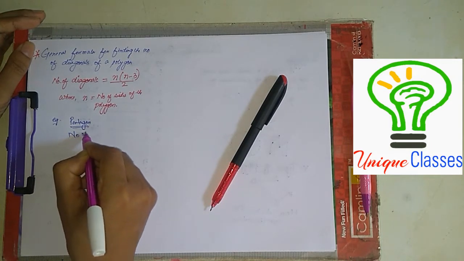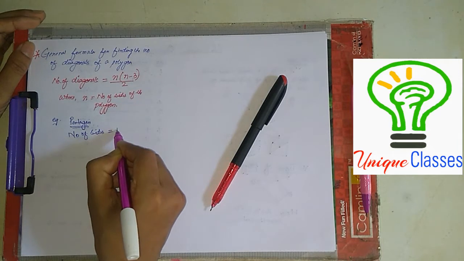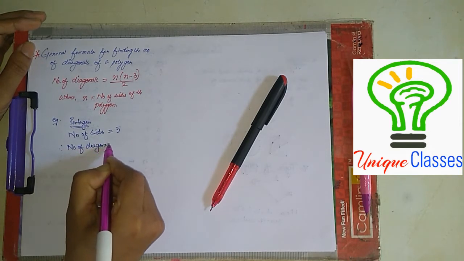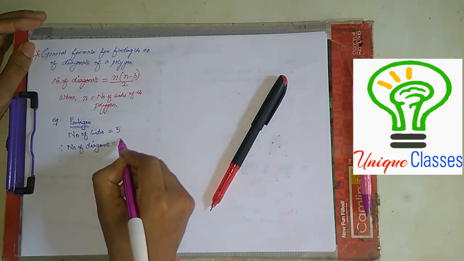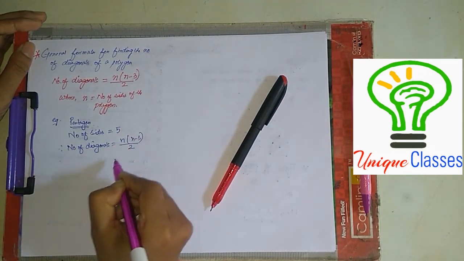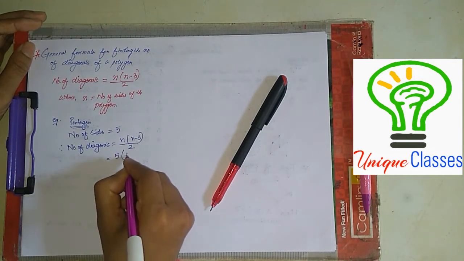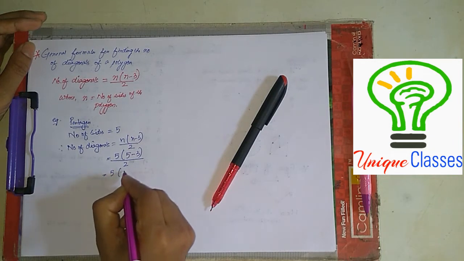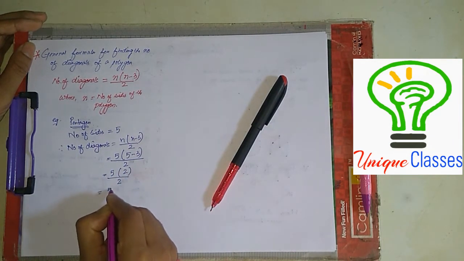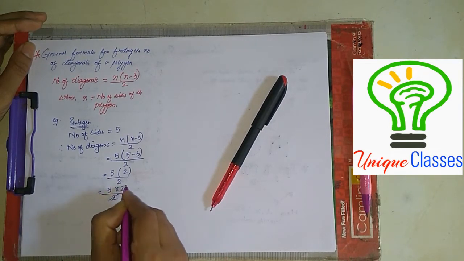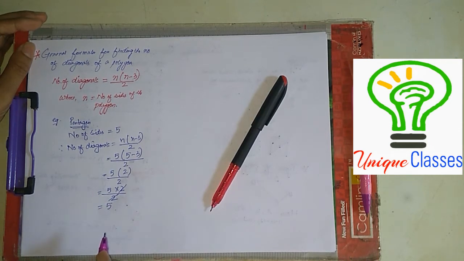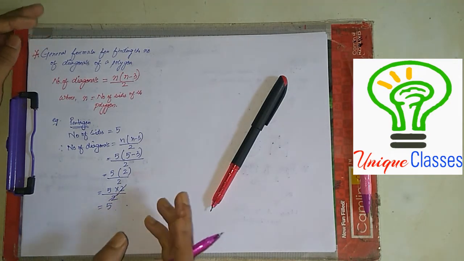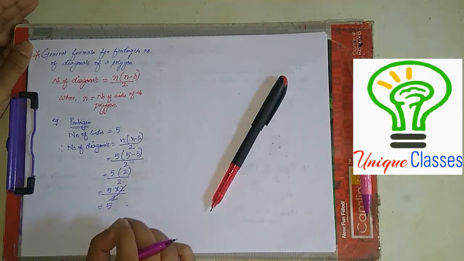We know that the number of sides of a pentagon is 5. Therefore, the number of diagonals will be n into n minus 3 by 2. This is the formula, where n equal to 5. So 5 into 5 minus 3 is 2, by 2. That is 5 into 2 by 2. So this 2 gets cancelled out. So 5. So according to this formula, a pentagon will have 5 diagonals.